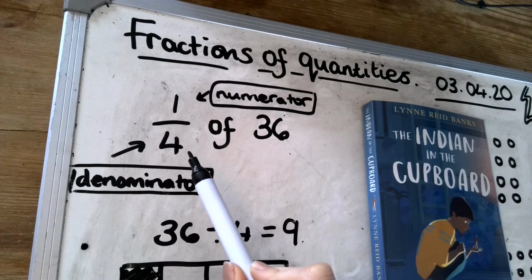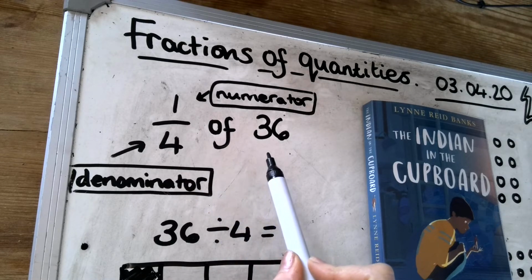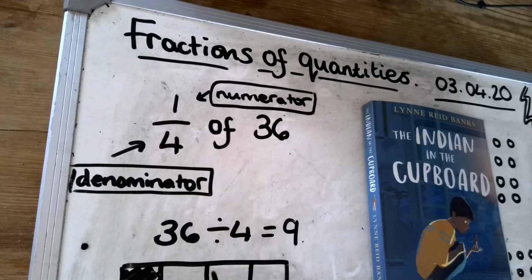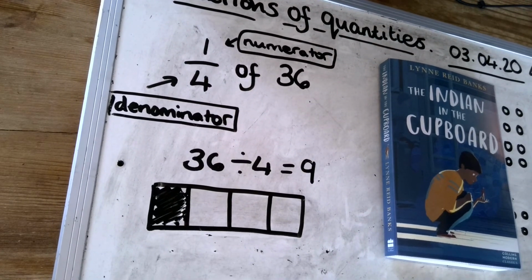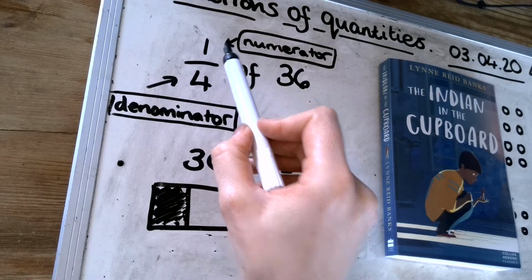In this example here, we have 1/4 of 36. So to find 1/4 of 36, we take the whole amount and we divide by the denominator, which in this case was 4. So there we go. Yesterday, I was showing you that you could do this by drawing bars and splitting that bar into the number that your denominator is showing. So I've split my bar here into 4, and coloured in one piece of that 4, because that's how many pieces we need.